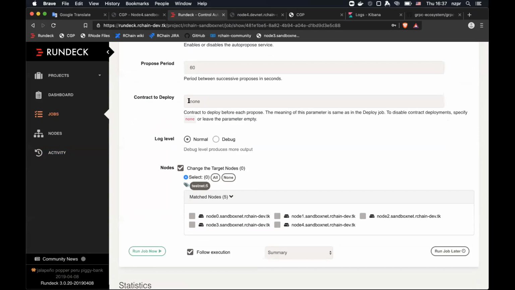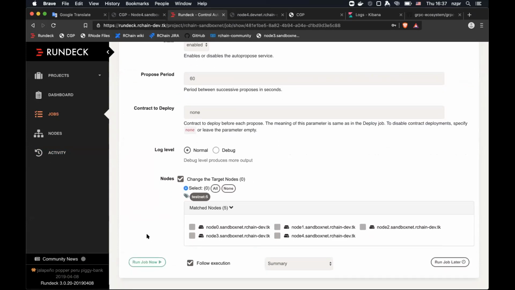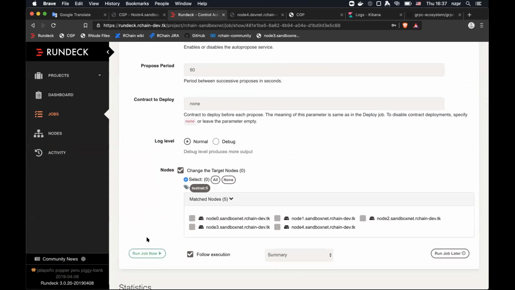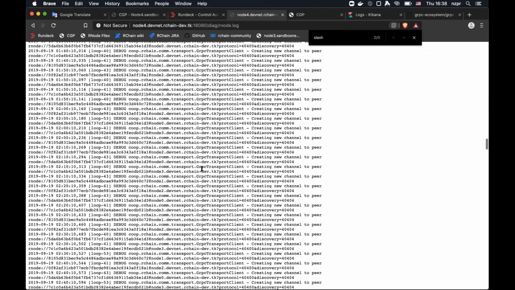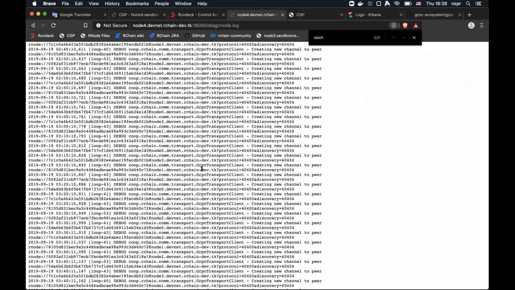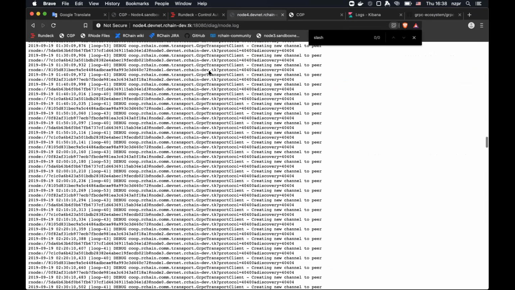So basically, when this is executed, it tries to propose. It fails to propose because there isn't sufficient stake, and it should propose again. So we should see a lot of new deploys here. So my guess is that this auto-propose script failed, or we should see a lot of deploys here.